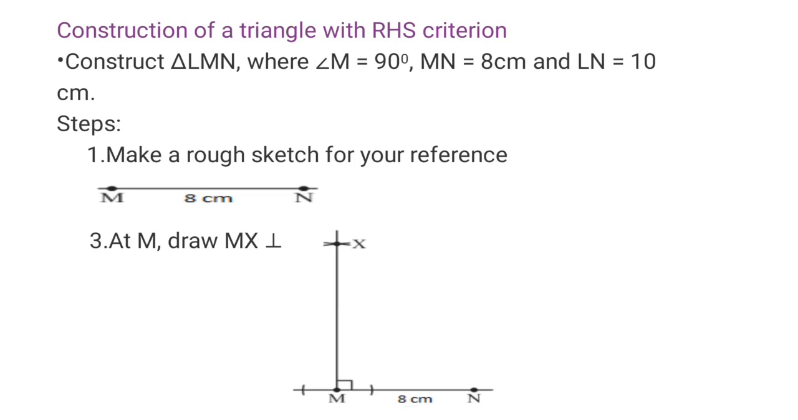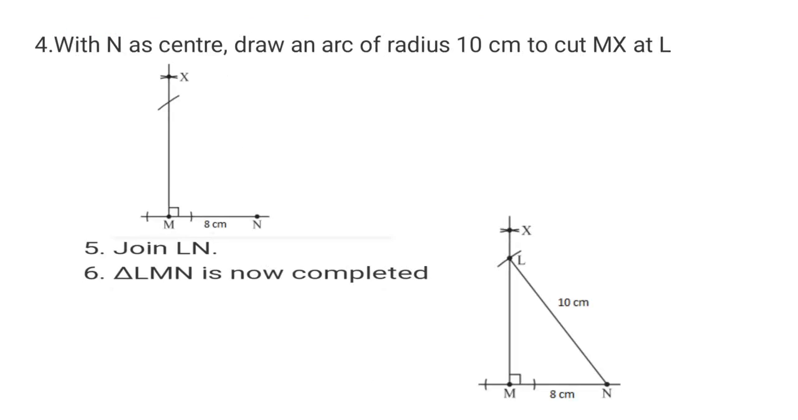Here first of all we will draw MN of length 8 cm. Next at M we will draw perpendicular to MN and name it as MX. Further, with N as center we will draw an arc of radius 10 cm to cut MX at L. And at last we will join LN. And thus this is how the triangle LMN can be constructed.